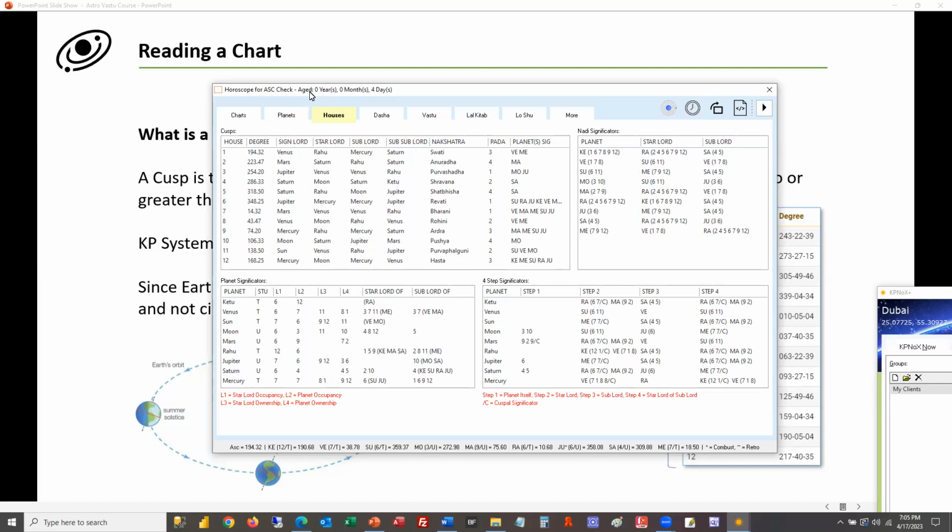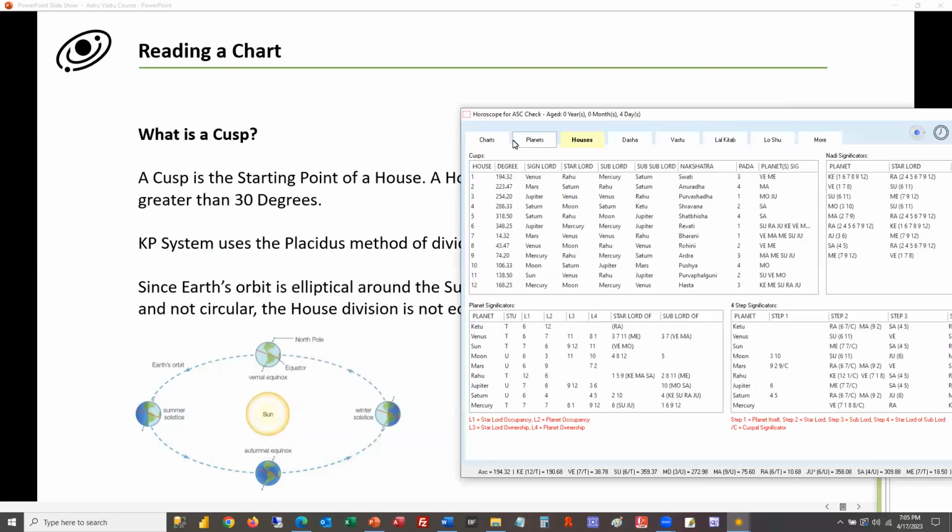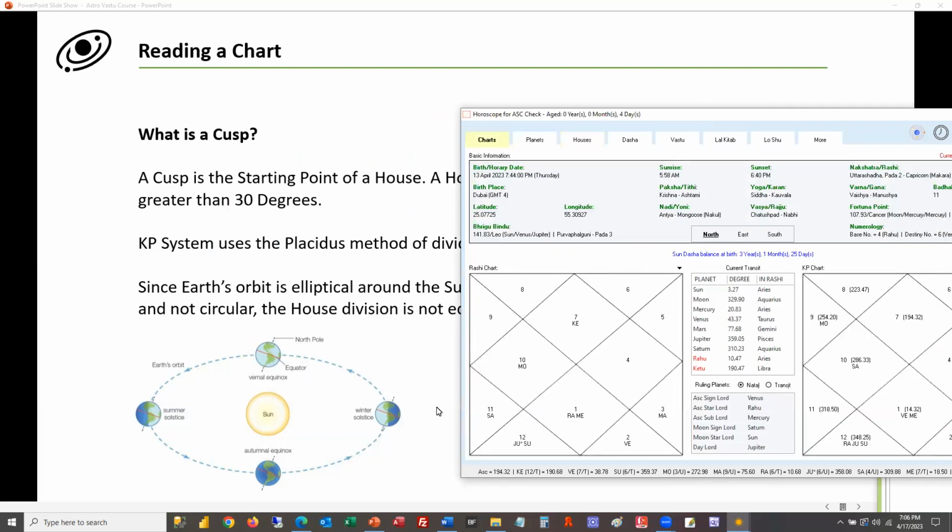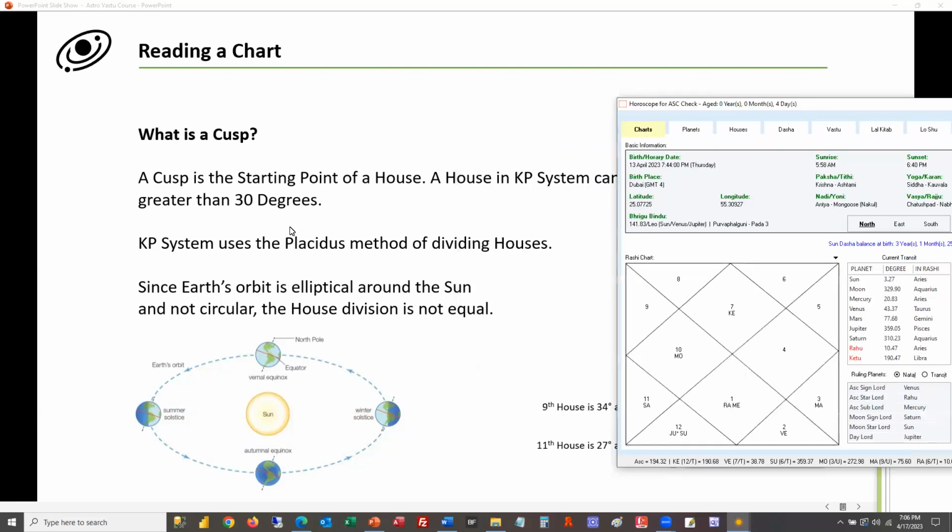Why is it that it's not equally divided? In the case of Vedic astrology, we always see Rashi is 30 degrees. House is also 30 degrees for us. But in KP, Rashi is 30 degrees, but houses may or may not be 30 degrees. It could be less or it could be more. Why does it happen that way?